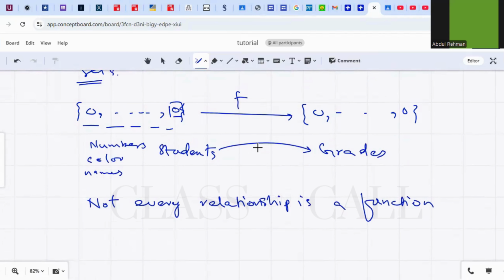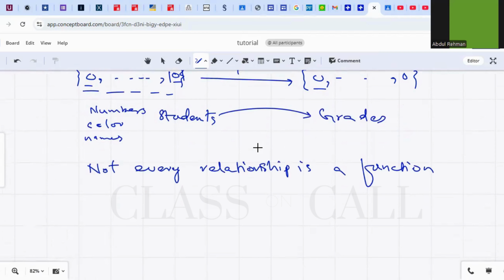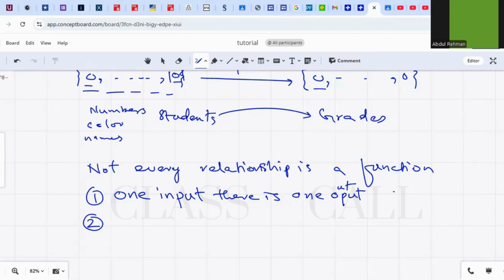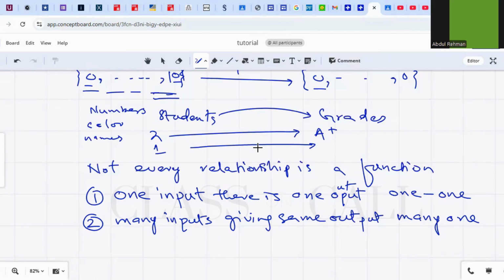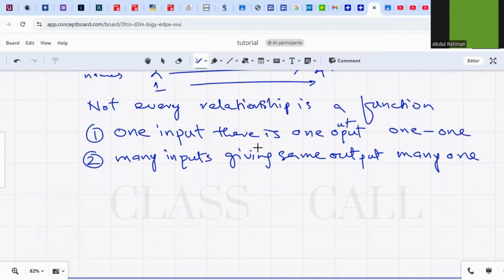So what we are doing here is basically relating objects in here with the objects here. And so a function is a special kind of relationship. It can be only of these two types. So that for one input, there is one output. And so this is a one-to-one function. And it could be that we have many inputs giving the same output. So it is many to one. And so here we can have more than one student, let's say two students having the same grade, A plus. And it won't be that one student has more than one grade. He or she can only have one grade. It could be C, D, or anything else.